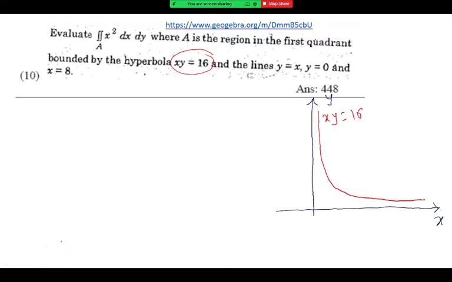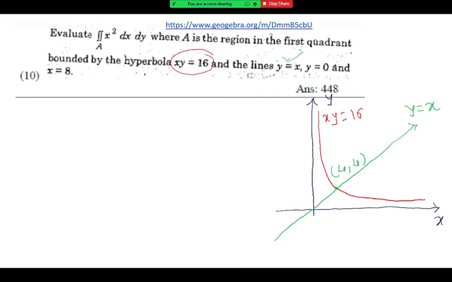Then I will draw the next curve, y equal to x. Yes, y equal to x is this curve. Now these two curves intersect. So what should be this point of intersection? 4 comma 4, because xy is 16 and y equal to x. So replace y by x here. x square is 16, so x is 4. 4 comma 4 is the correct point there. Okay, so that is about this second curve.